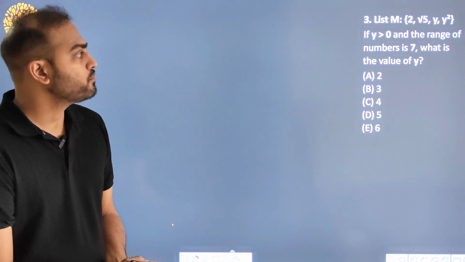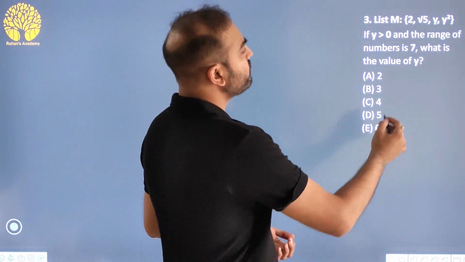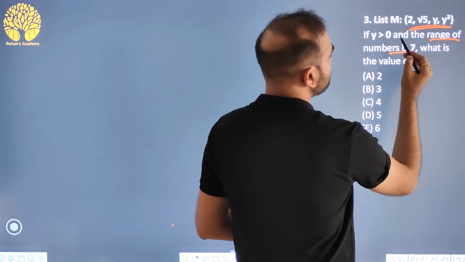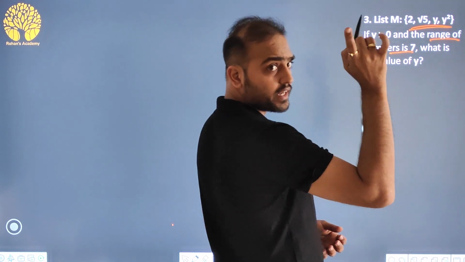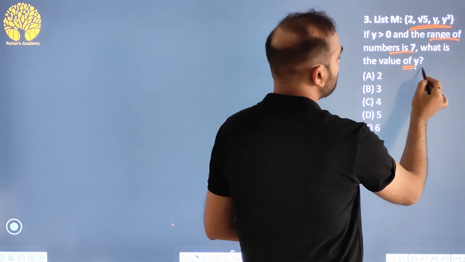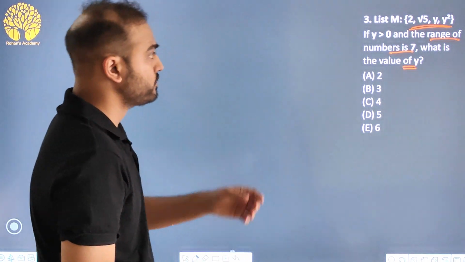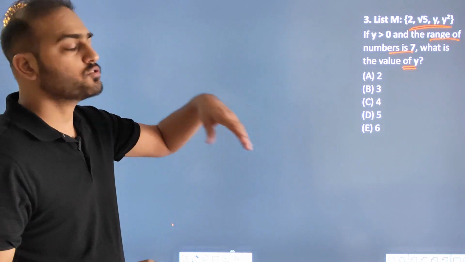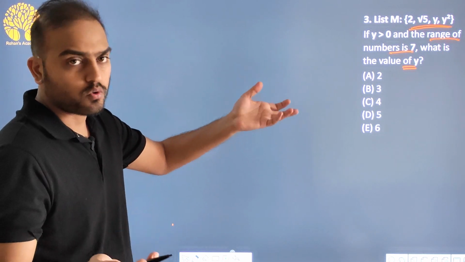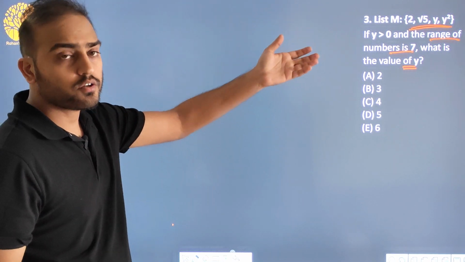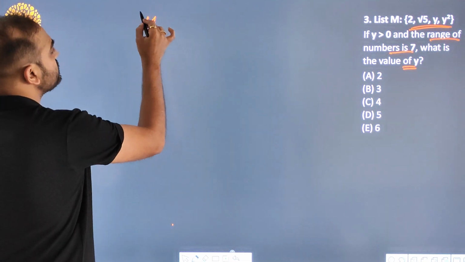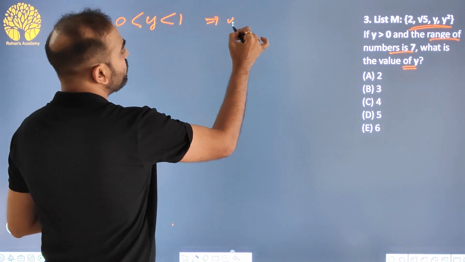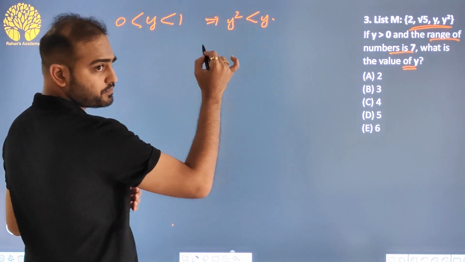Alright, moving to the next one. We have a list of numbers and we know range is 7. Again, what is range? Highest minus lowest. We need to know the value of y. If you have done algebra, don't just rush and assume y is 1, 2, 3, 4. No. If you have done algebra, you will know that if y is between 0 and 1, then y square is less than y.